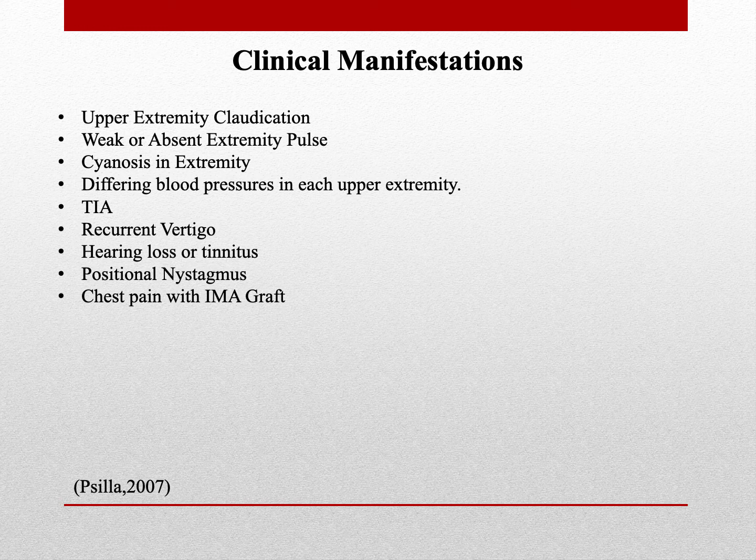Clinical manifestations in that upper extremity, we'll see claudication, so pain when they're exercising, or they're going to have weak or absent extremity pulses, or cyanosis in the upper extremity. And they may also even see differing blood pressures in each of the arms. So the left arm's going to be lower in blood pressure than the right arm. This can also occur on the right side if we have a right subclavian steal syndrome.